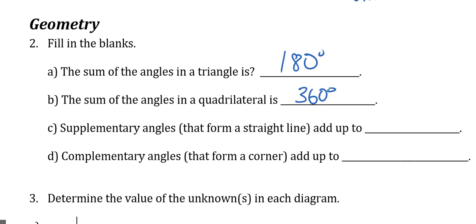So supplementary angles, that's angles that form a straight line. You don't need to know that word, supplementary, don't worry about it, but it's a fancy word for angles on a straight line. What do they add up to? Justin? 180.